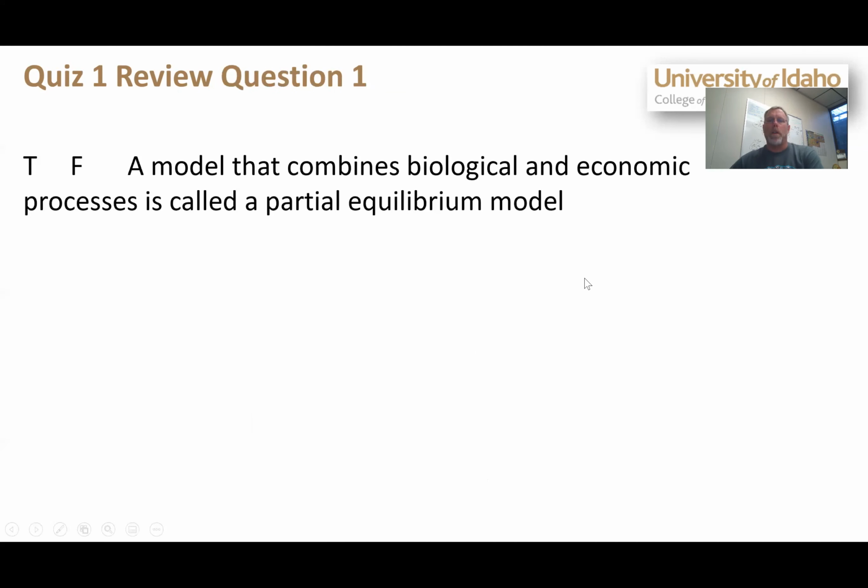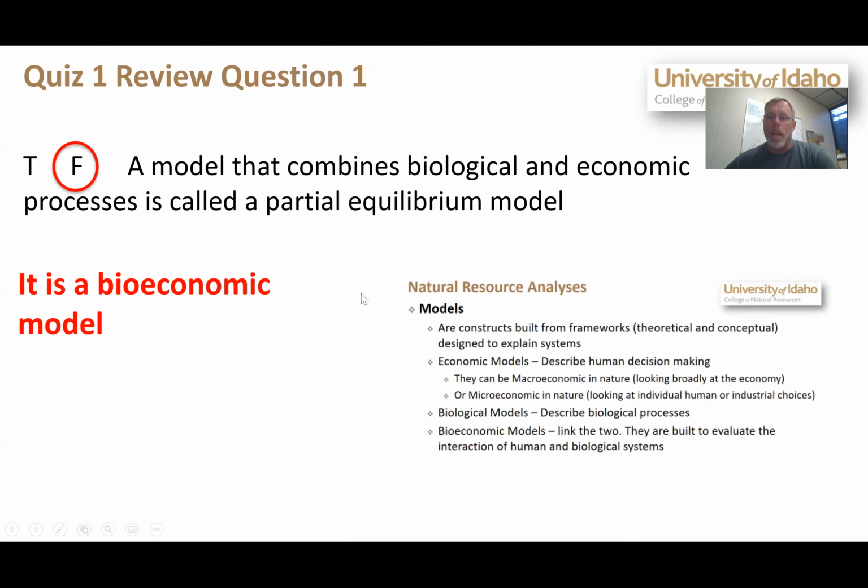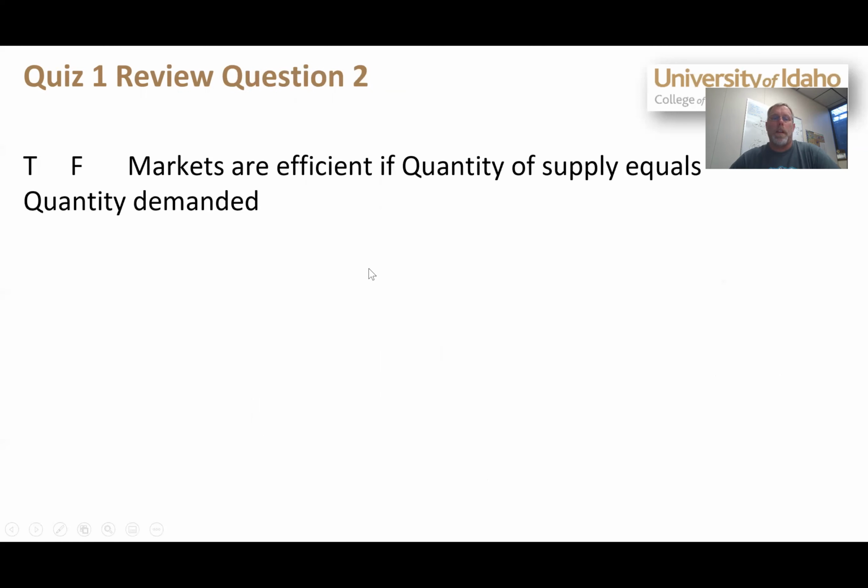All right, onward and upward. A model that combines biological and economic processes is called a partial equilibrium model. No, it is a bioeconomic model. So thinking back, right, just what these terms are we were going over just today, right? That's what we're looking at there.